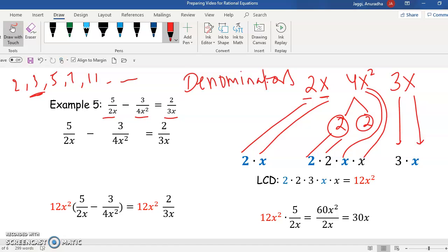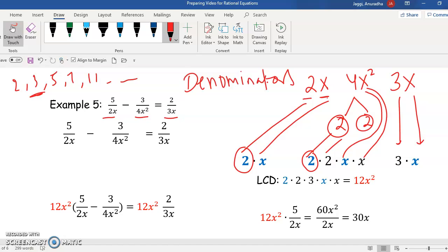Now we have to do our trick of finding the least common denominator. So we're going to start from the first factor here, 2. Is there any 2 present in the next denominator? Yes, there is a 2 present. So we check it off. We don't write it again. And there is no other 2 present.